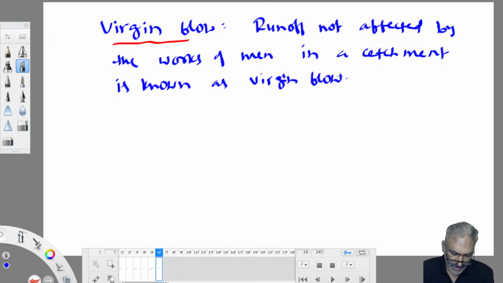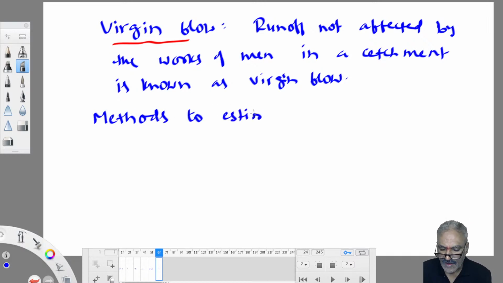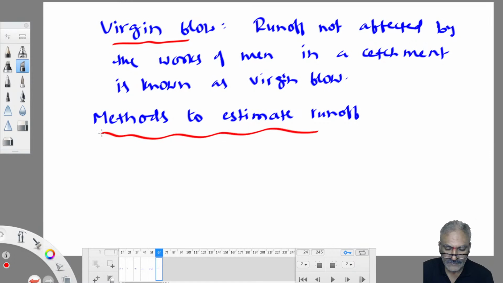Clear now? Okay. Now let us see how this runoff is estimated. So, methods to estimate runoff. Our job is how to work out the runoff component, because runoff is the only component which cannot be measured by any kind of device. There are so many runoff estimating methods. One method is very popular, so we talk about that method in detail in this course. This course is meant for that method only. Hydrology means we are working out the runoff component only.